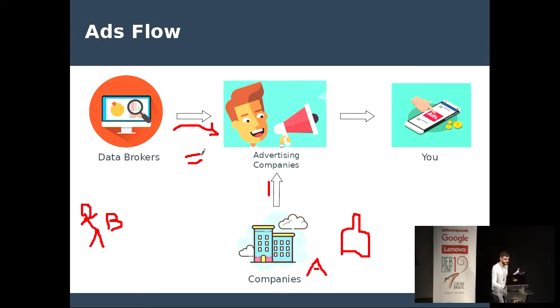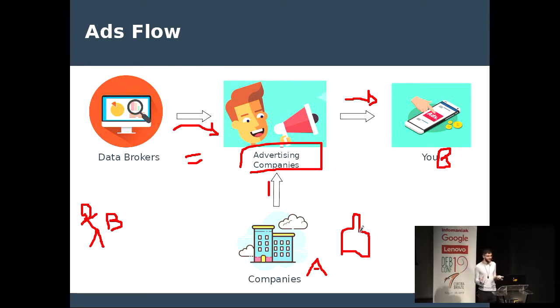But what matters here is that now this advertising company knows that B drinks a lot, and it is going to try to show B A's products. So products like this, so it's basically trying to sell alcohol to a person that has an alcohol abuse problem. And I don't know, I think that this is questionable.